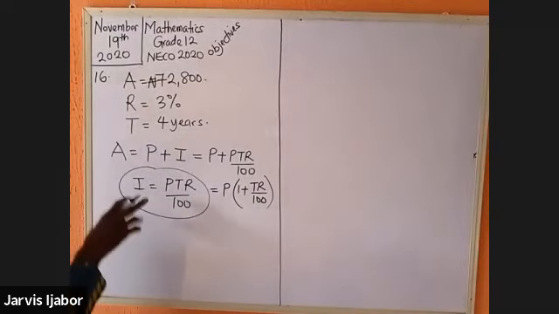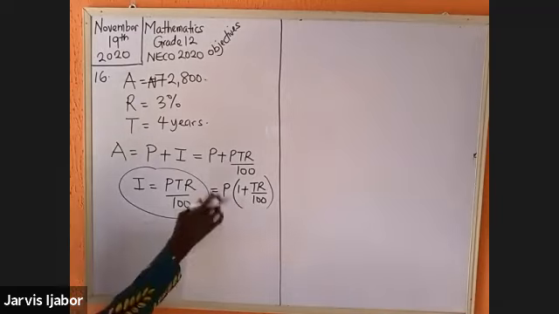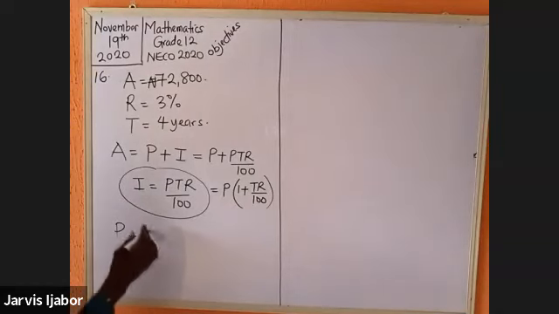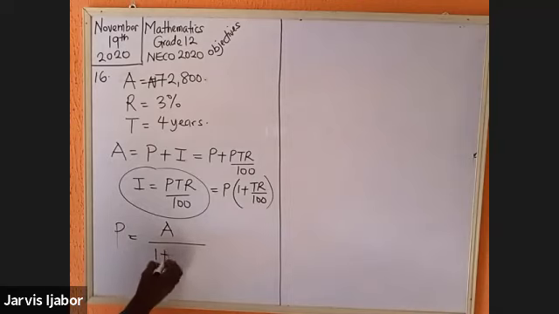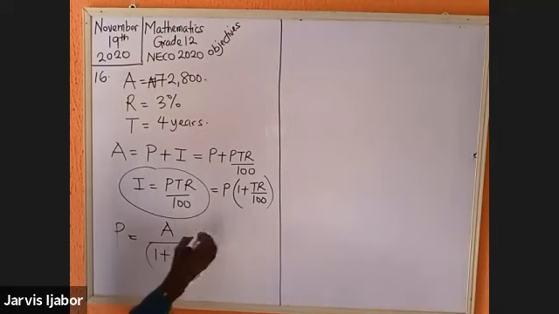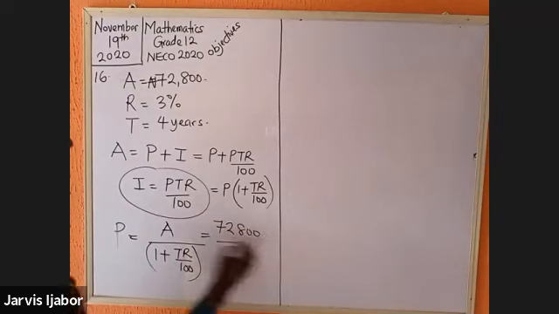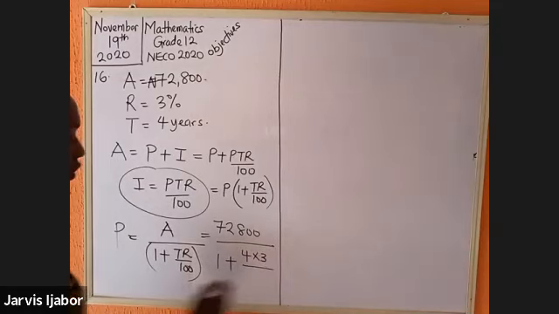So that's what I wanted to get out. I started a particular approach and I discovered something. I decided that approach might not help me out. So what you see here is that the principal will be equal to A over 1 plus TR over 100. What is the amount? 72,800. What is the time? 4. What is the rate? 3 over 100. Are we seeing that?